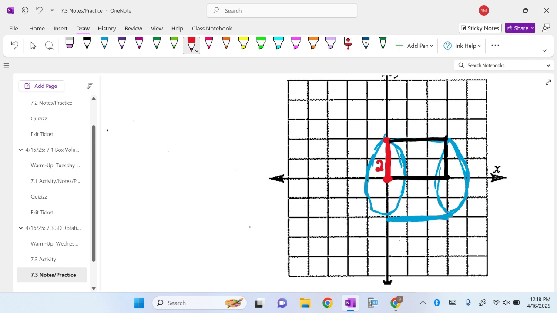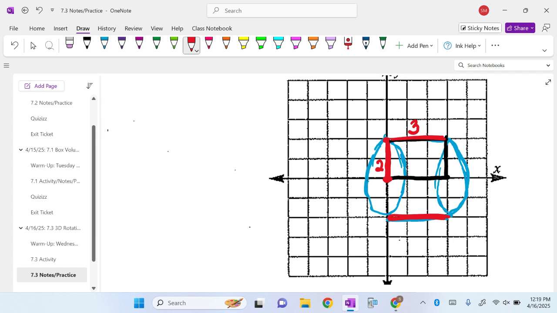So it may look weird because it's on its side, but if we turn that can right side up, what part of the can will represent the height? 3. So this part right here would represent your height, or this part, depending on what you look at. And both of those are 3 units long.